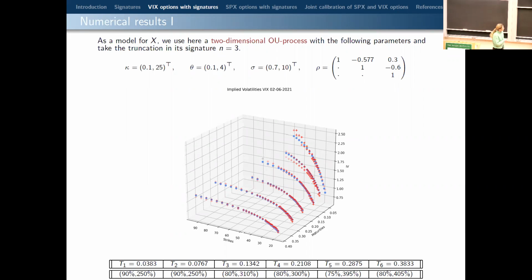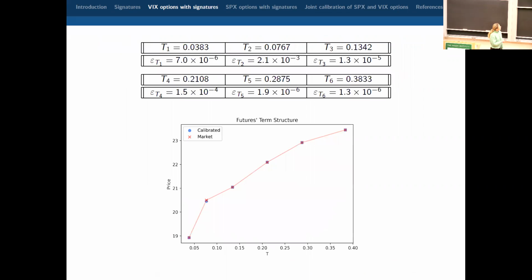We consider here these 6 maturities. We start with 14 days, and go up to something like 4 to 5 months. And you see that this is quite accurate. We are always in the bid-ask spread systematically with this model. And also here, we calibrated it also to the futures. Here you see the futures term structure, and again the calibrated prices and the market prices, and this is also very accurate.